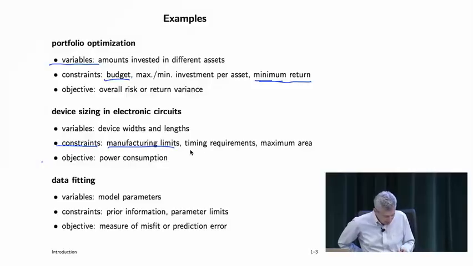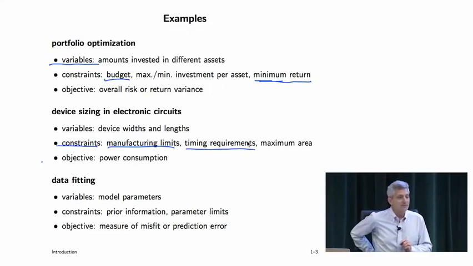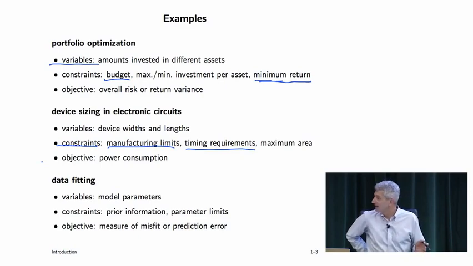Or it can't be larger. There are actually very complex rules, but the basic ones are minimum and maximum, things like that. This is very important. You have timing requirements. Timing requirements basically say your circuit has to work, okay? It has to work at whatever clock speed it needs to work at.